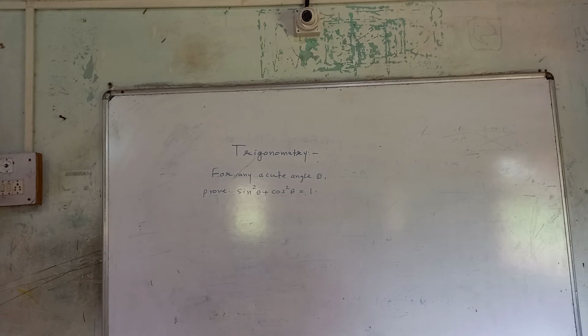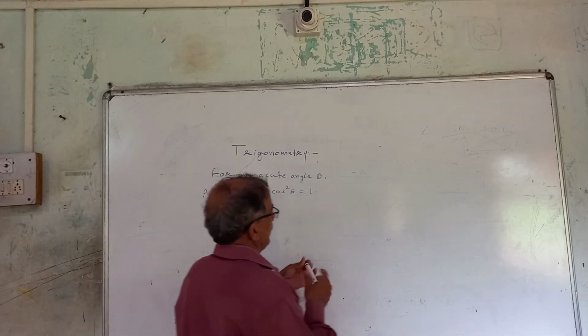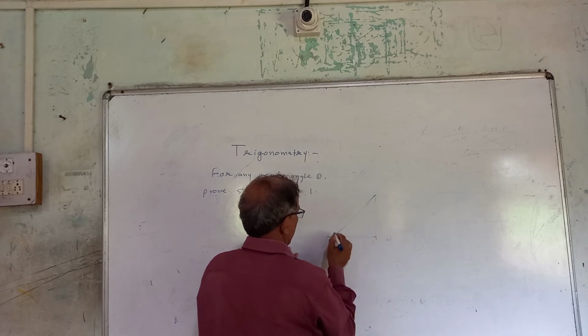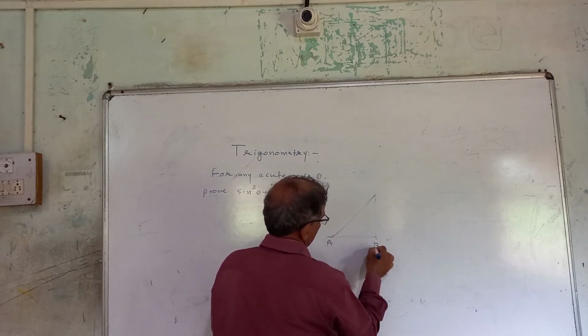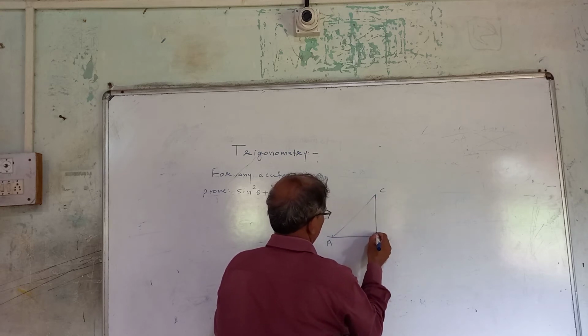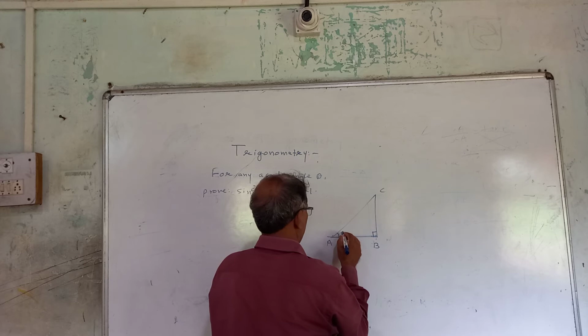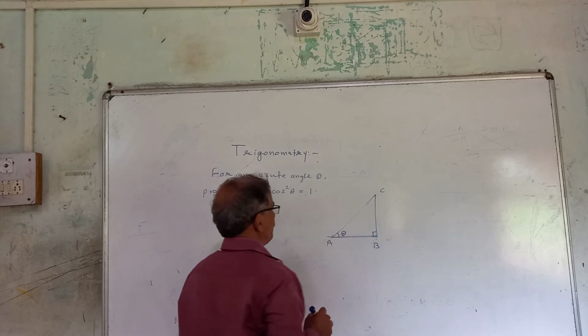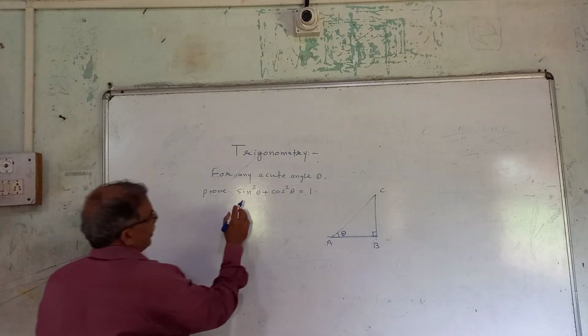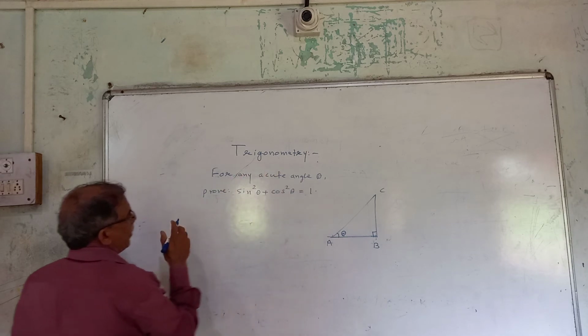Now to prove this, it is said for an acute angle theta. That means first we have to draw one right angle triangle, and then in the examination if it is asked, you will be given this figure. Okay, A, B, C, right angle triangle, in which one acute angle will be marked as theta. Now we have to prove sin square theta plus cos square theta is equal to 1. Now see, we have to simplify this and get the answer 1.